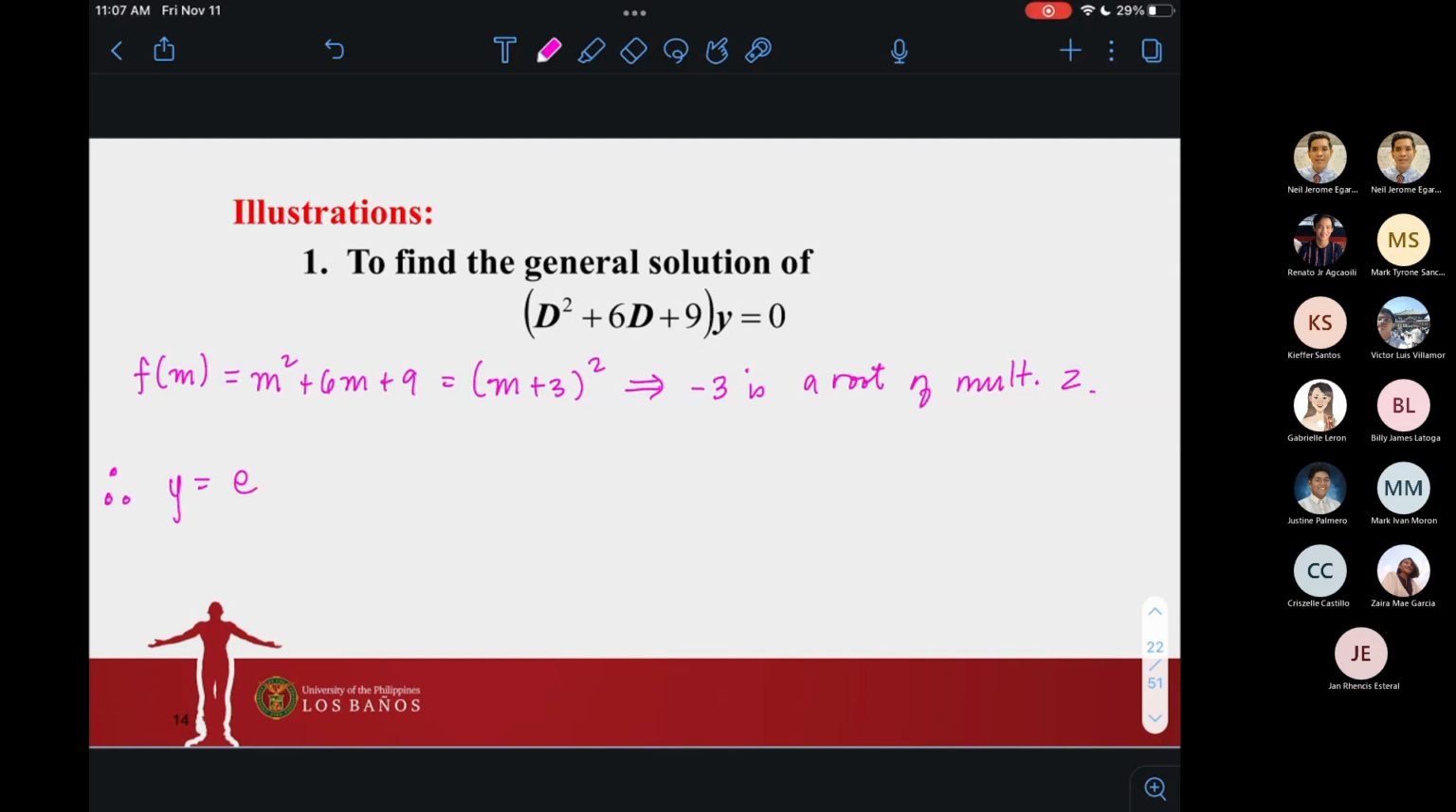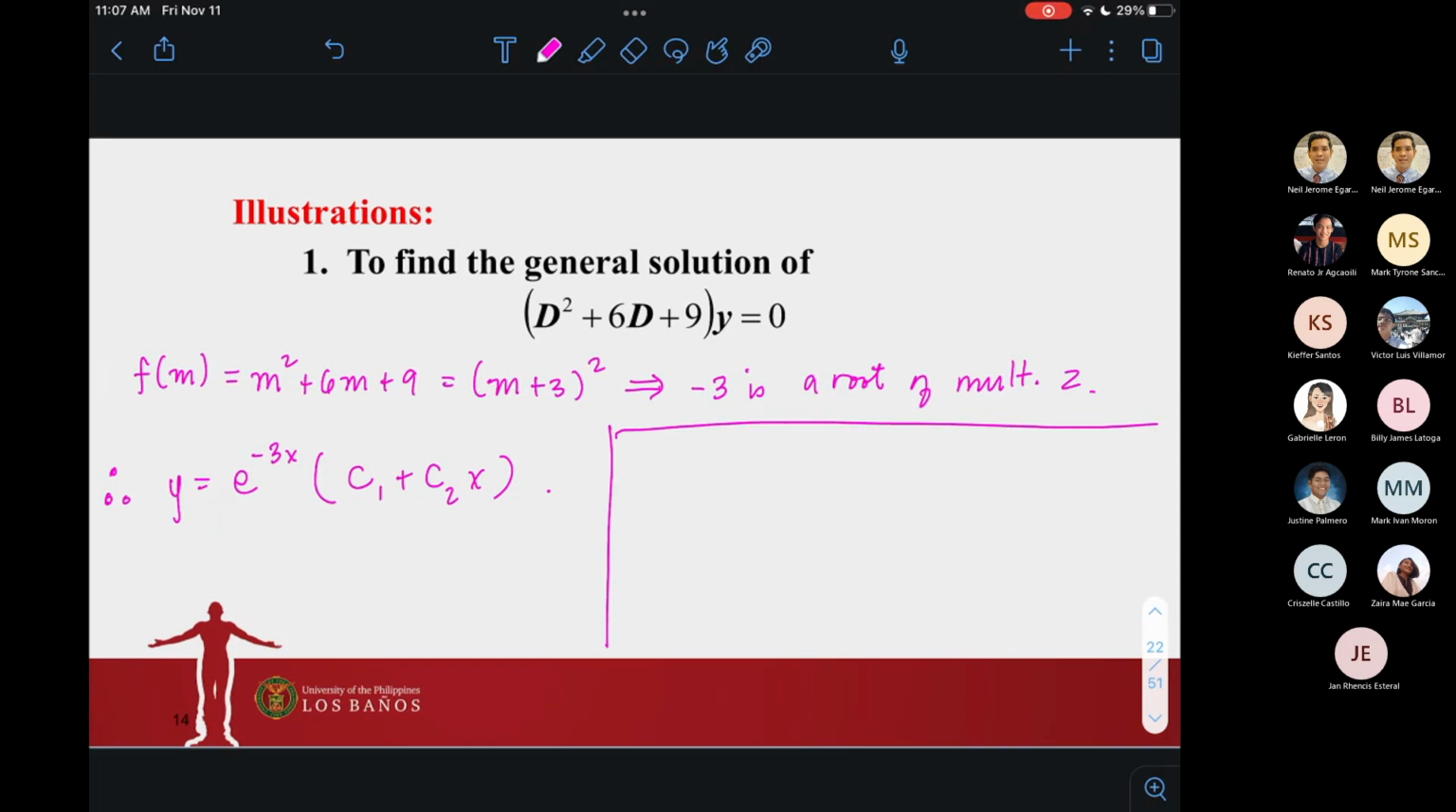E to the mx, so e to the negative 3x times a polynomial of degree 1 less than the multiplicity of the root. Meron tayong root of multiplicity 2. So ibig sabihin magkakaroon tayo ng linear polynomial na multiplier. So that's the general solution. Okay? Or you could have solved this using exponential shift.